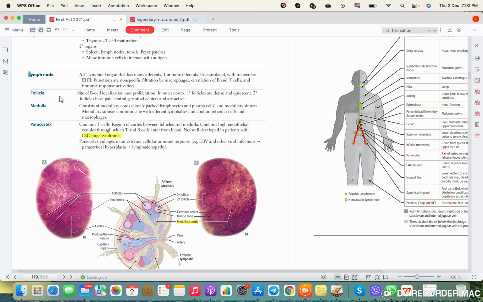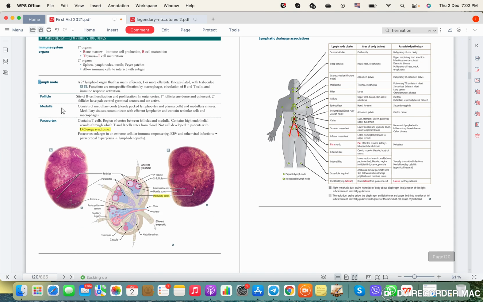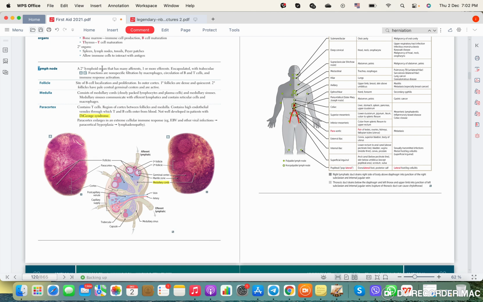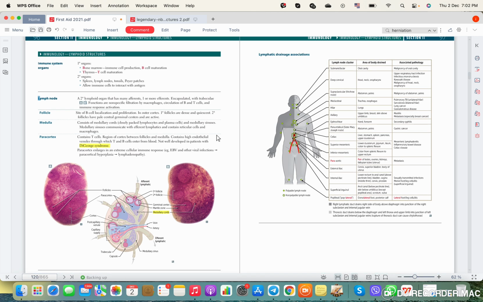You also need to know that mostly we have multiple afferent and one efferent. This is actually not super important, but just a factoid. Okay, and that's it for this page.